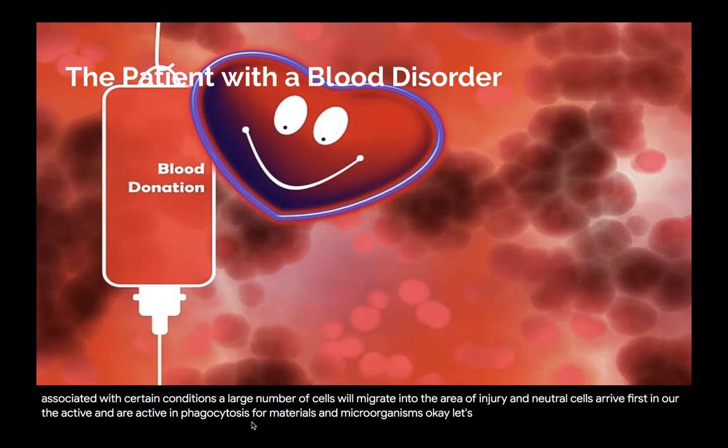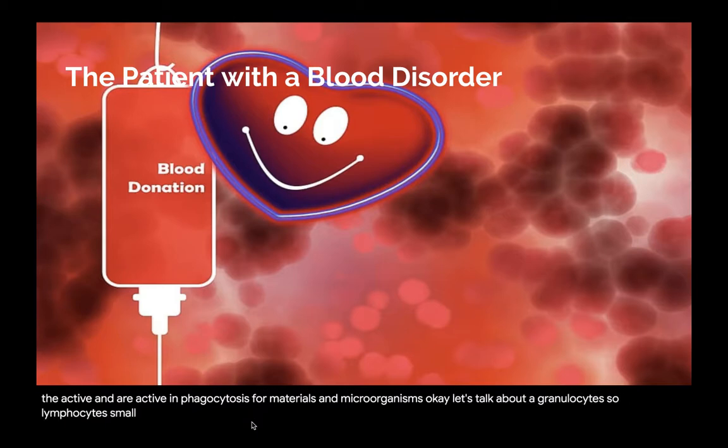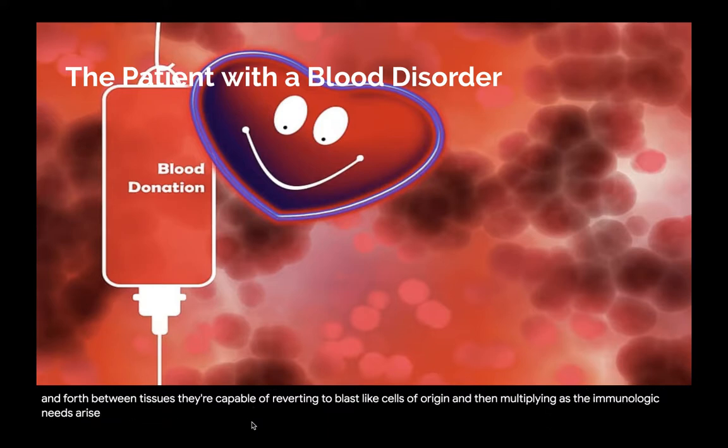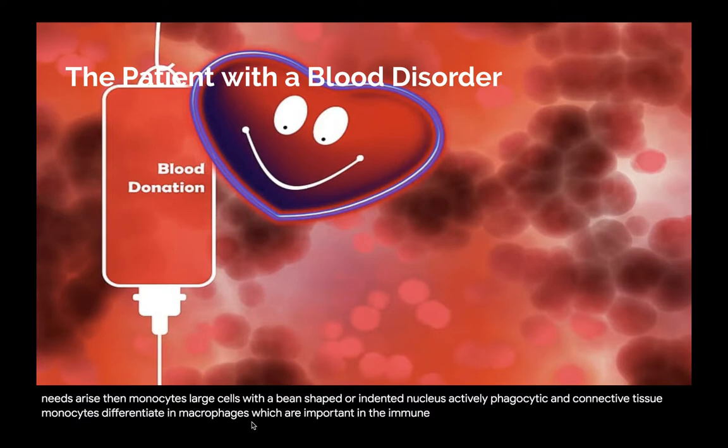Okay, let's talk about agranulocytes. Lymphocytes are small round cells with a large round nucleus surrounded by a narrow rim of cytoplasm. They can move back and forth between the vessels and the extravascular tissues. They're capable of reverting to blast-like cells of origin and then multiplying as immunologic needs arise. Then monocytes are large cells with a bean-shaped or indented nucleus, actively phagocytic in connective tissue. Monocytes differentiate into macrophages, which are important in the immunologic process.